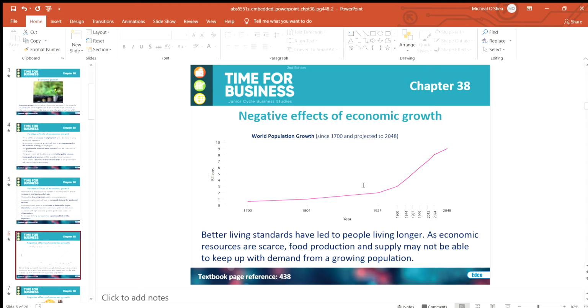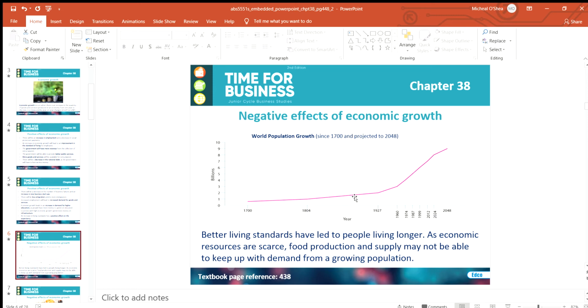The first slide I kind of have an issue with because it's negative effects of economic growth. What we're doing here is looking at the population, because the population in the 1700s was about 1 billion. As you get up to the 1800s, you're closing in on 1.5 billion to 2 billion here. This is around the time of World War I.